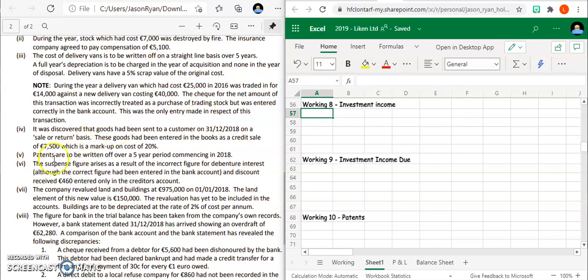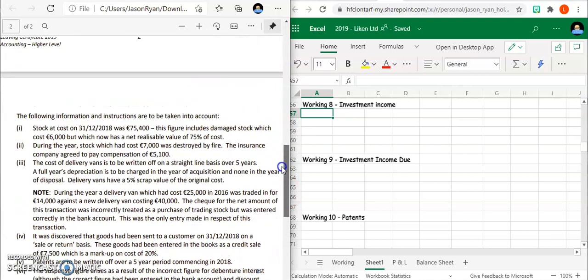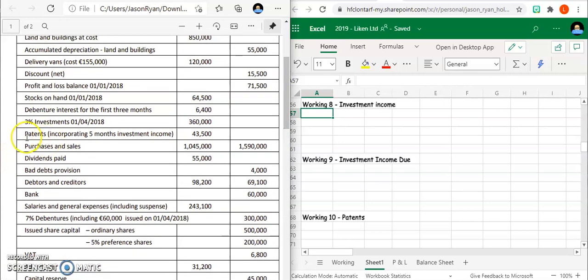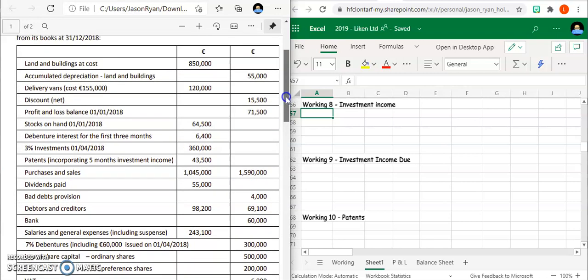Okay, so let's have a look at working 5, which says patents are to be written off over a 5-year period commencing 2018. So just going to have a look at our patents and see if they've incorporated any investment income. So our patents are here, so they've incorporated 5 months investment income. So the first thing we need to do is find out how much that investment income is. So how much of the investment income have they put into your patents?